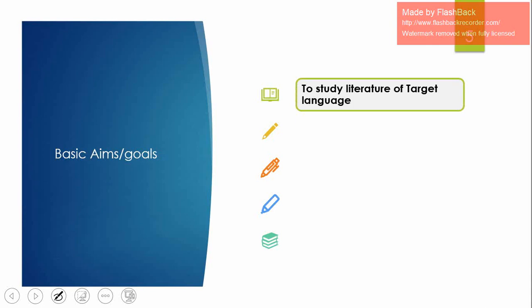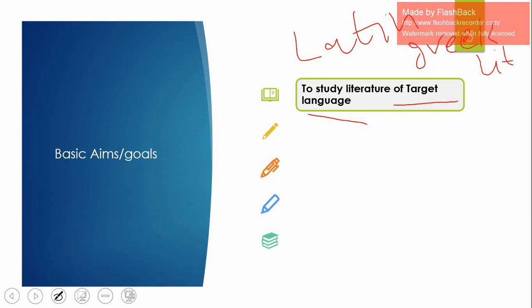First of all is to study the literature of the target language. So the basic aim in the mind of the teacher is to teach you about the literature of the target language. For example, in the case of Latin and Greek, to teach you about Latin and Greek literatures, because they were very wise, they were philosophers, and to strengthen the minds of the students. And how will you learn them? You will translate the reading passages, and you will learn the literature.